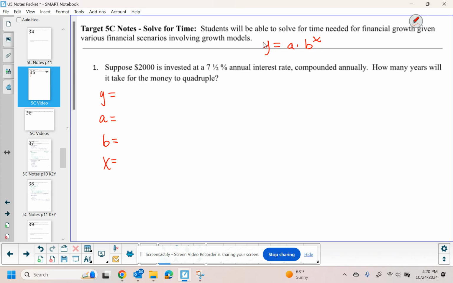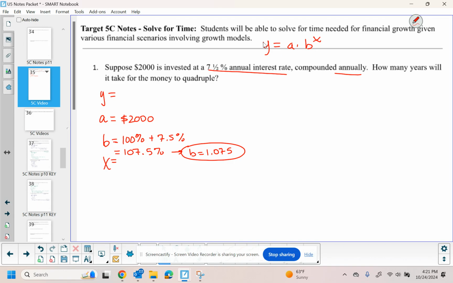if you're starting with $2,000 invested at 7.5% annual interest rate, and it's compounded annually. So that means my B value is 100% plus 7.5%. It's not divided up over a certain number of months or quarters or anything. So that is 107.5%. That means that B is 1.075.